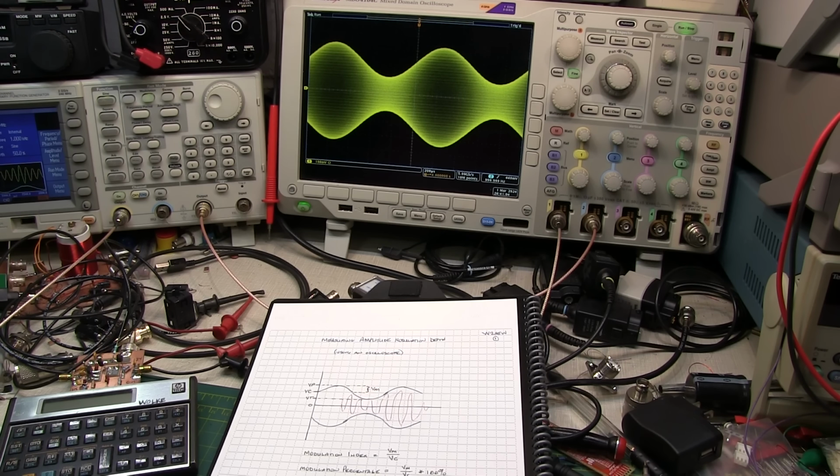A viewer recently asked me how he can verify that the amplitude modulation percentage that he set on his signal generator is actually what the signal generator is producing. So in this short video, we'll take a look at how to measure this on an oscilloscope.